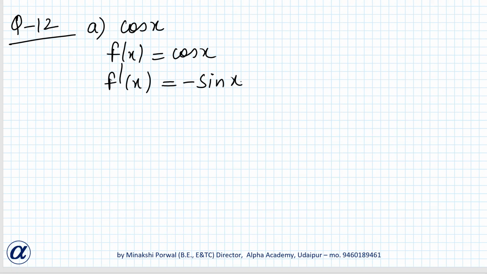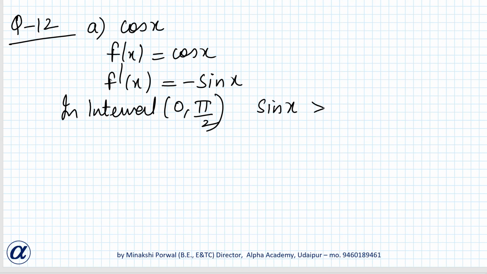Now in interval 0 to pi by 2, sin x is greater than 0. So minus sin x will be less than 0. So f dash x will be less than 0. So it is a decreasing function.